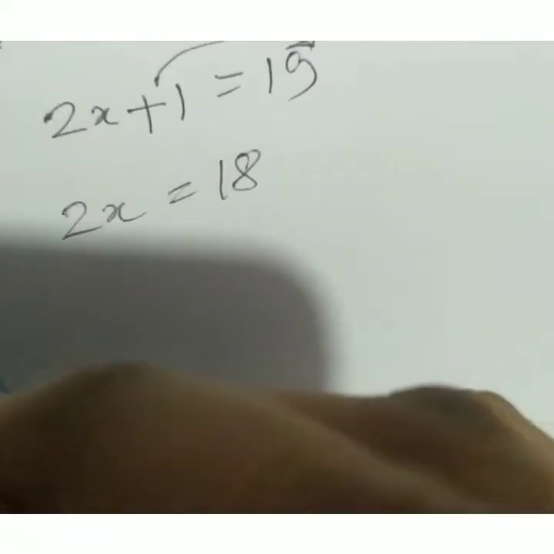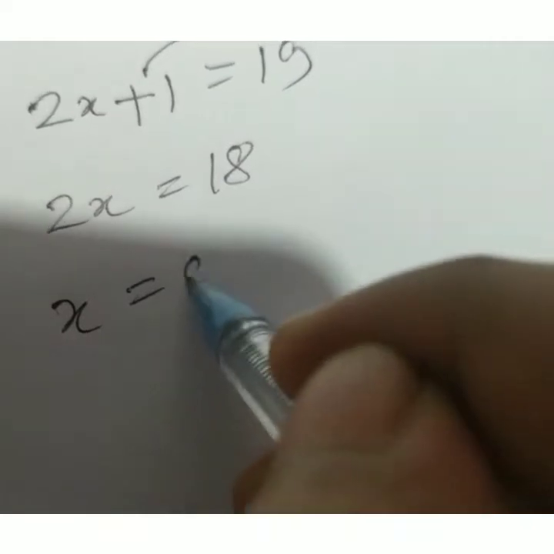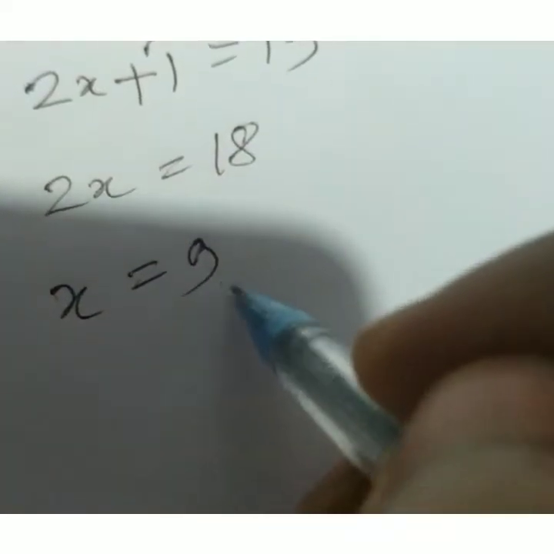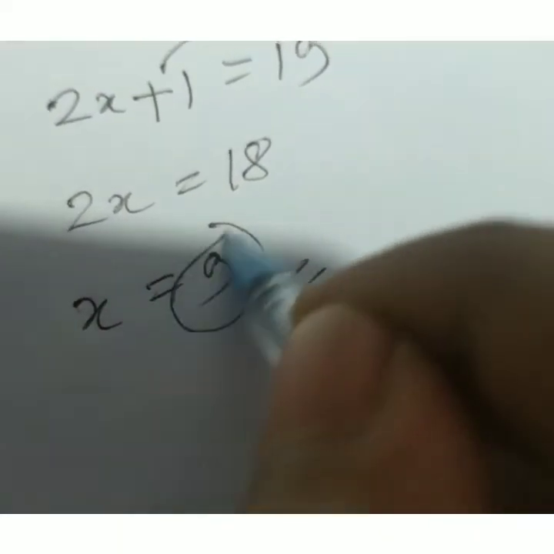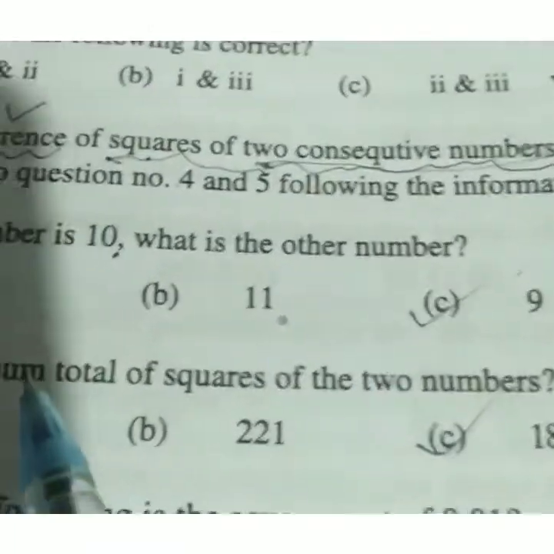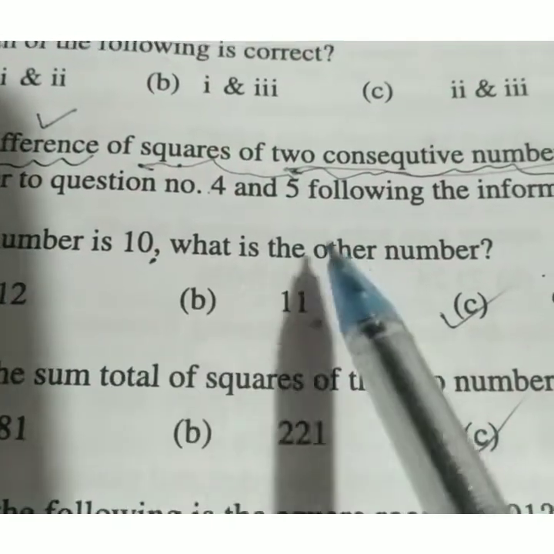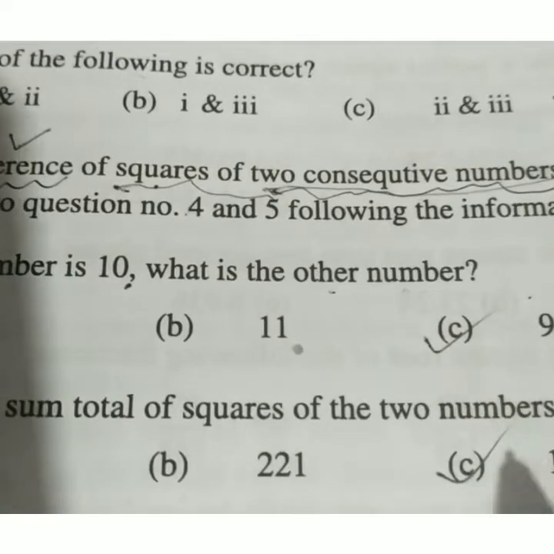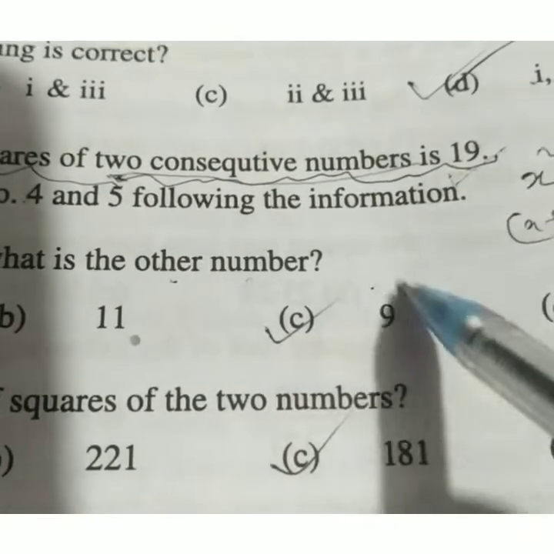So x equals to what? 9. 18 divided by 2, that is 9. So one number is 9, it's already given. If one number is 10, what is the other number? So I got x equals to 9, so my answer is 9 over here.